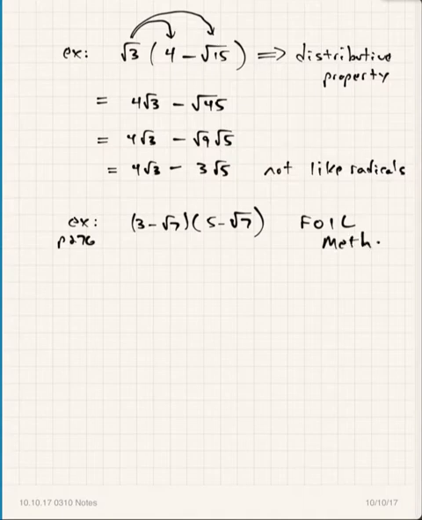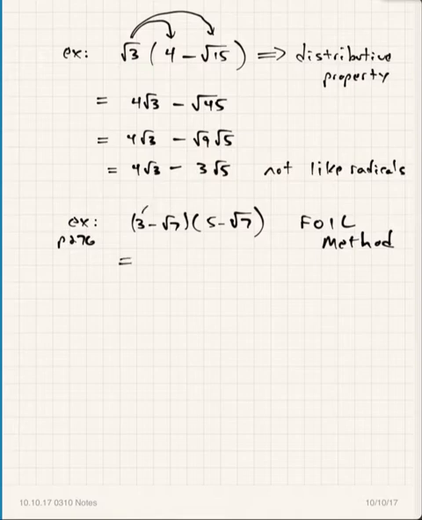This is just a FOIL method problem. We multiply first, outside, inside, last. Now that's really just the distributive property. I understand that. So whoever said the distributive property is certainly correct, that's what we're using. But the FOIL method a lot of times is a nice way of organizing it here.